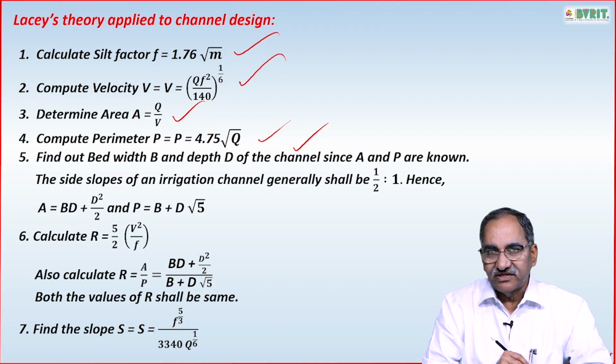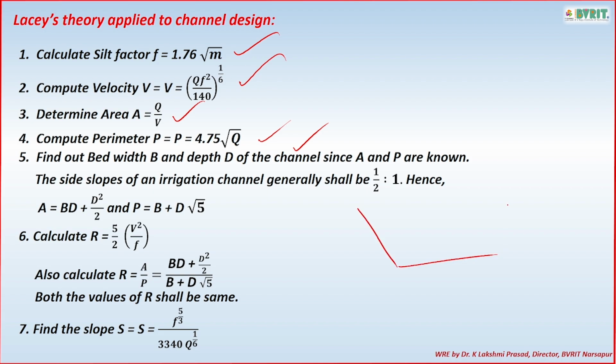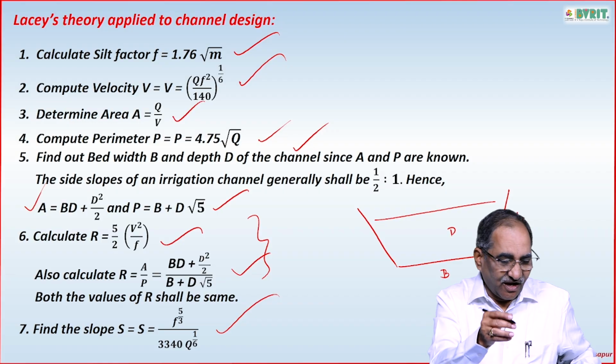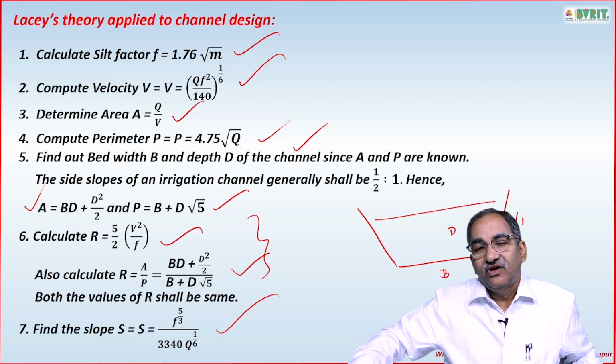That is the next thing, because normally the channels are trapezoidal channels. If you take a trapezoidal channel with width B, depth D and side slopes of 1/2 horizontal to 1 vertical, then A is equal to BD plus 0.5 D square and P is equal to B plus D root 5. Yesterday we did many problems on this. Then calculate R is equal to 5 by 2 V square by F, and R you can also check with the B and D you have calculated, using A by P. Naturally both should be similar. Then find the slope finally. These are the basic steps that we have to follow in Lacey's theory.